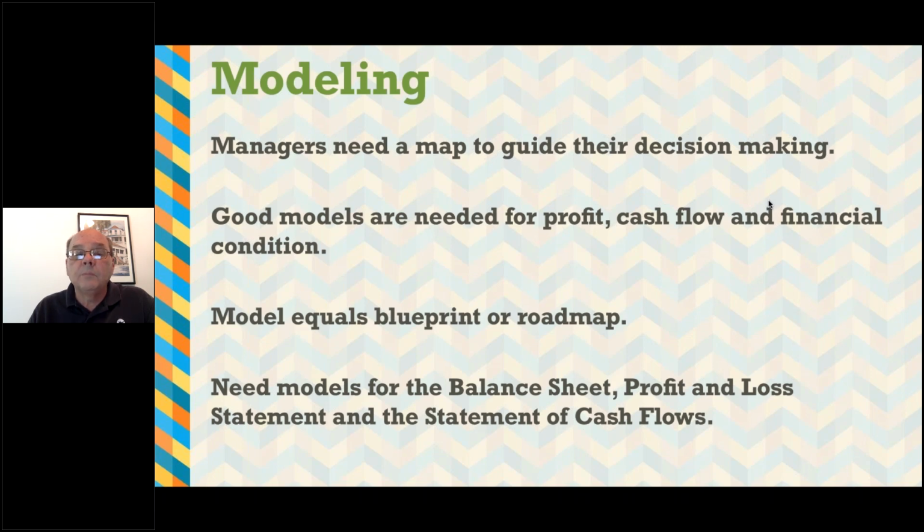The model, for all intents and purposes, you can consider it a blueprint or a roadmap. It's basically your plan on how you're going to get from here to the end of the year and achieve your strategic goals. You're going to have to come up with a budget for not only the profit and loss statement and statement of cash flow, but for the balance sheet as well. In QuickBooks Online Plus, you're able to create a budget for the profit and loss, but you cannot create a budget for the balance sheet or cash flow.